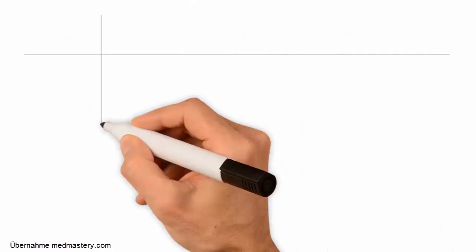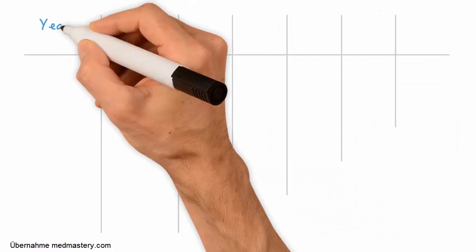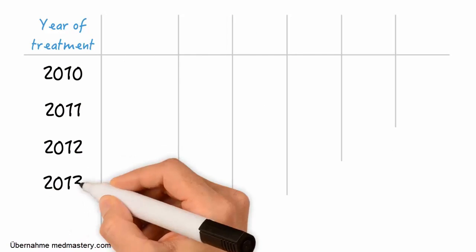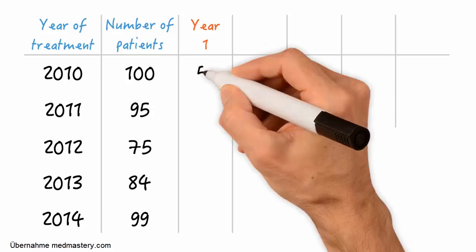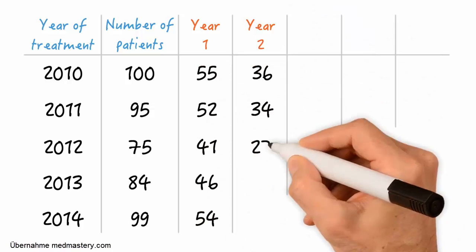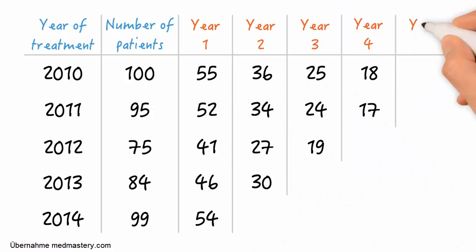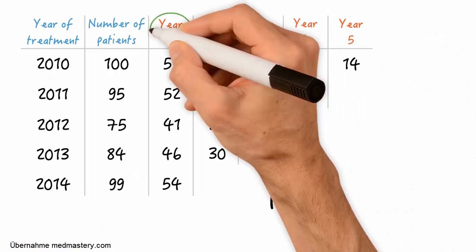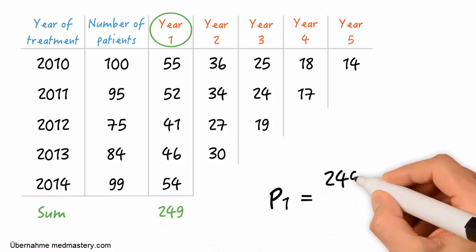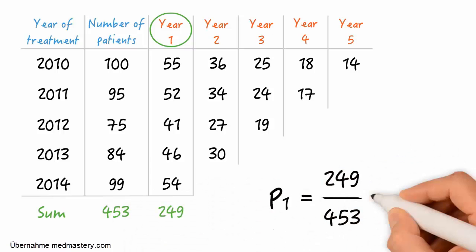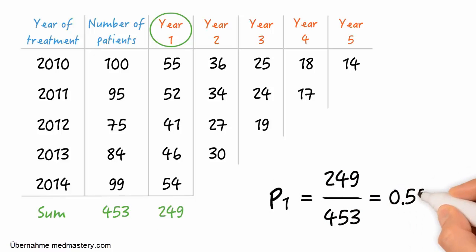Let's copy the numbers into a table real quick. So this is the year of treatment, or the year when they joined the study. This is the number of patients that joined in that year, and these are the numbers of patients alive at the end of each year of follow-up. Now, in order to calculate the proportion of people who survived year 1, we need to know the number of people who survived until the end of year 1 in all cohorts divided by all study participants. That's 249 divided by 453 equals a P1 of 0.55, so 55% survived the first year.